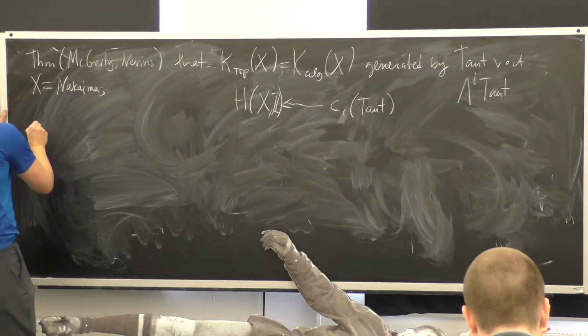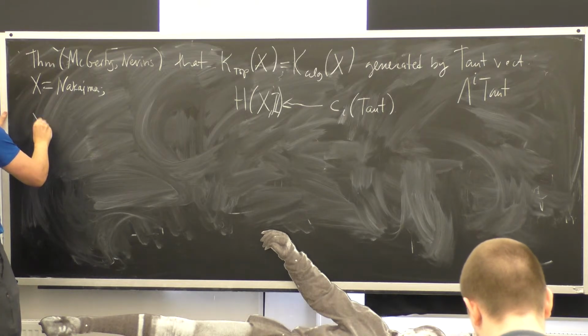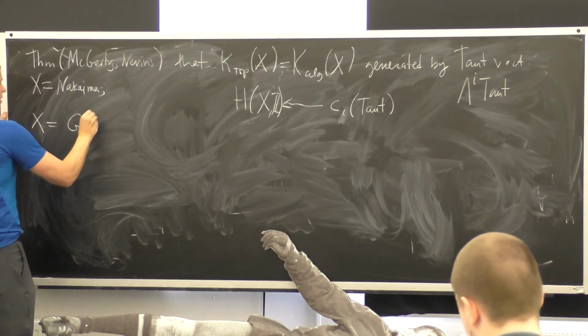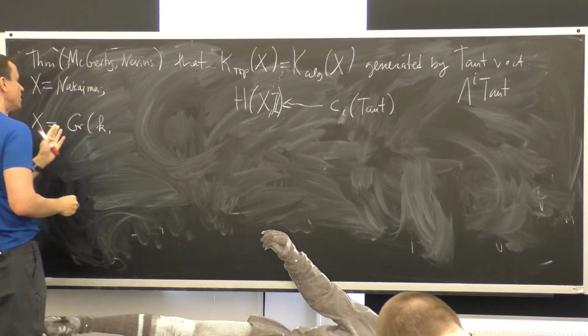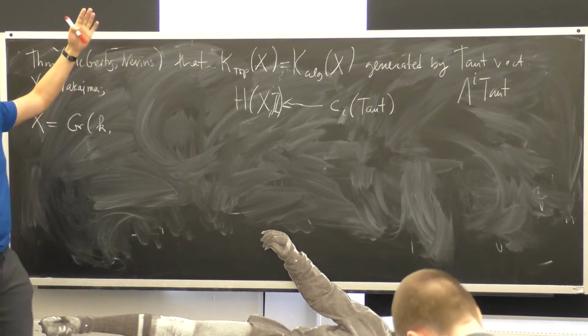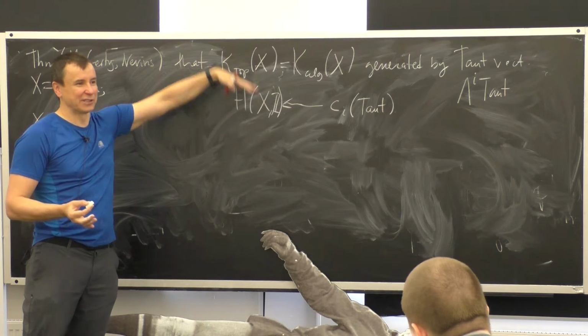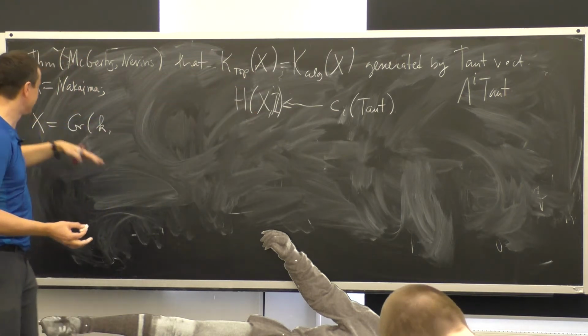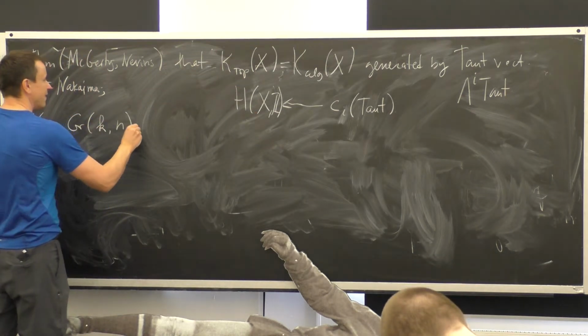So let's take Grassmannian. Let's take X to be the actual Grassmannian, not the cotangent bundle. Of course, for the cotangent bundle, we have general statements that all that stuff for the total space of the bundle is the same as on the base. So let's just take Grassmannian.